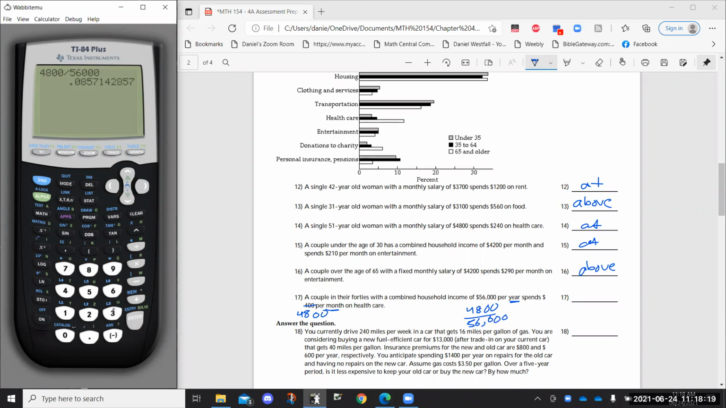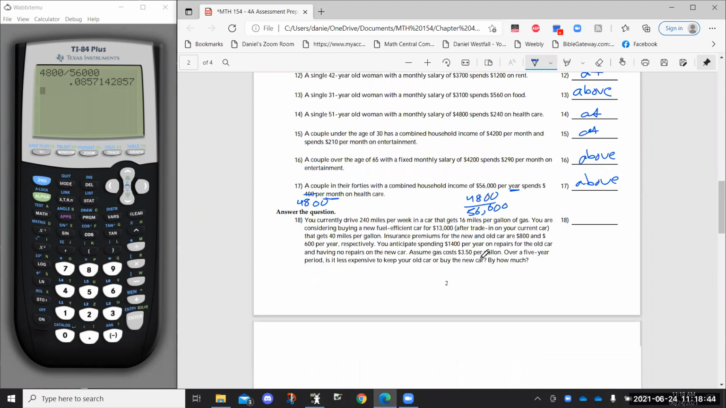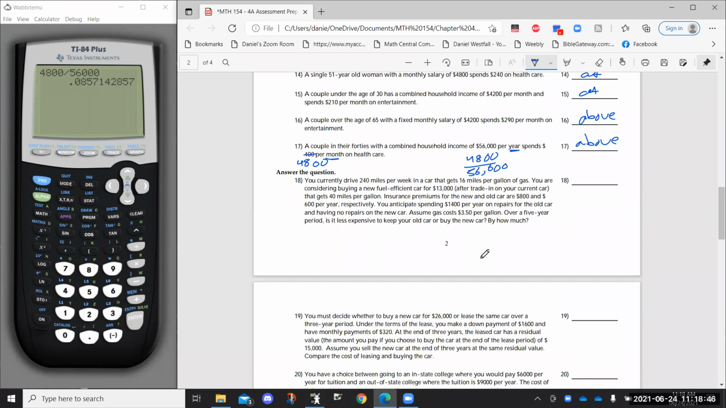That should be 8.6%. This is entertainment for somebody that is in their 40s. So that is still above average, because 8.6 would be somewhere up there. So that is above average. Be careful that your units match one another in these types of problems.